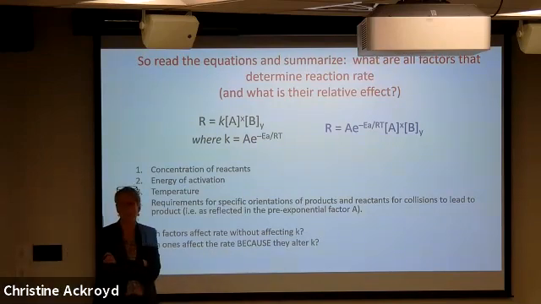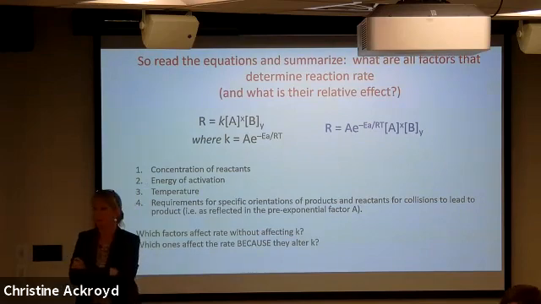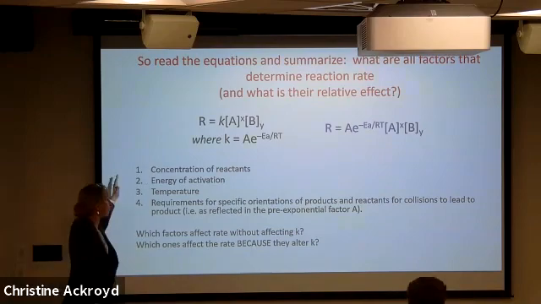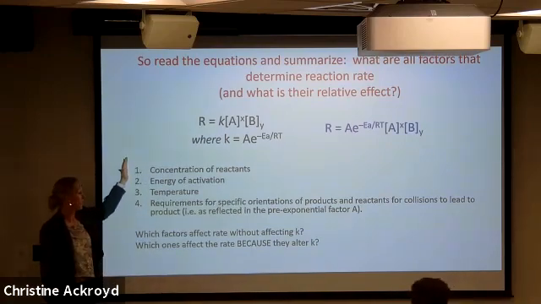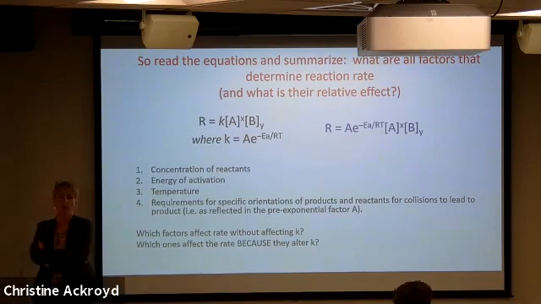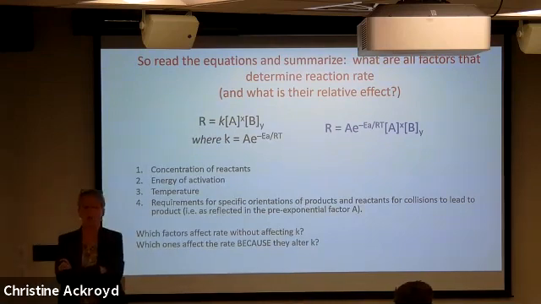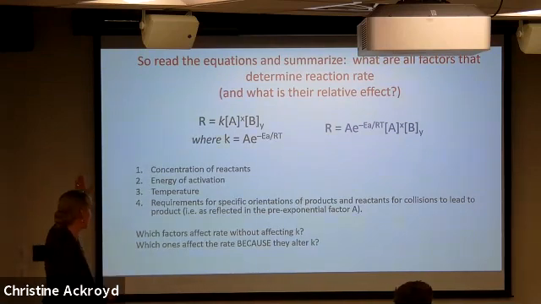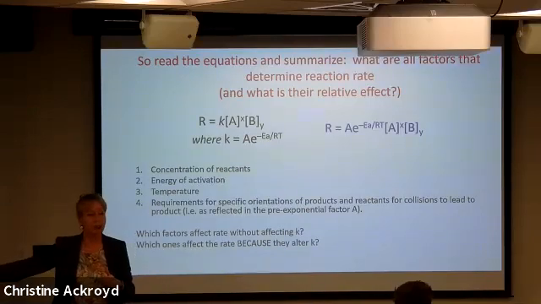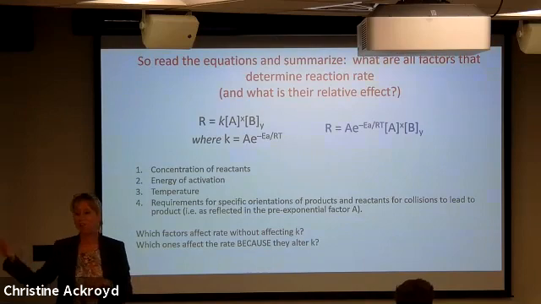Based on the combination of the Arrhenius equation and the rate expression or the rate law, there are four things that affect the rate. Which one of these things affects the rate because it alters the rate constant? And which ones affect the rate without affecting the rate constant?